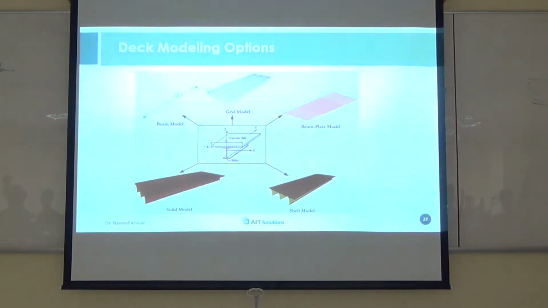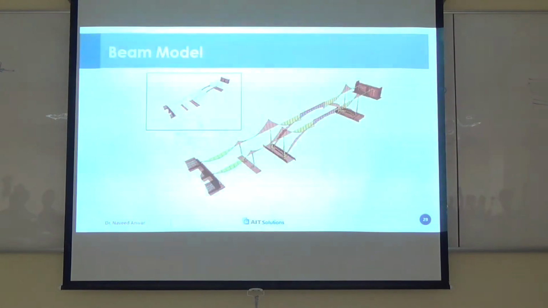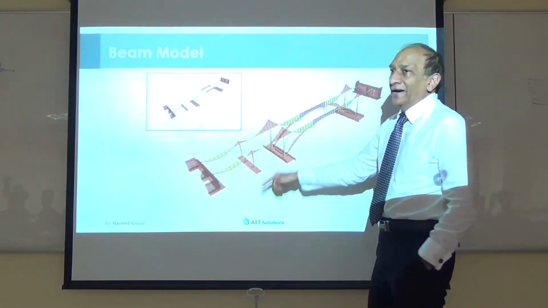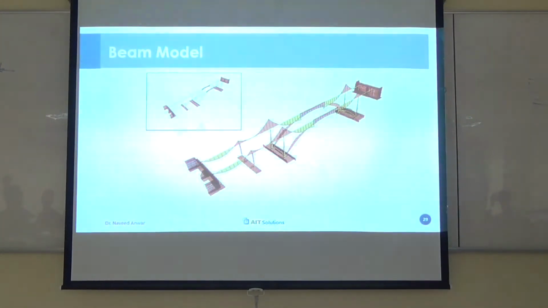I think this picture is from her thesis. So simple model, only the center line of the deck is modeled, as I showed you. Full beam model, every bridge component is modeled by beam elements. So that's a beam model of a bridge. Everything is modeled, but it is modeled by equivalent frame elements. So the bridge is converted into an equivalent frame, just like we converted flat slab into equivalent frame. Same thing applies here, so corresponding properties are calculated. This is a bridge in Bhutan, we did that.